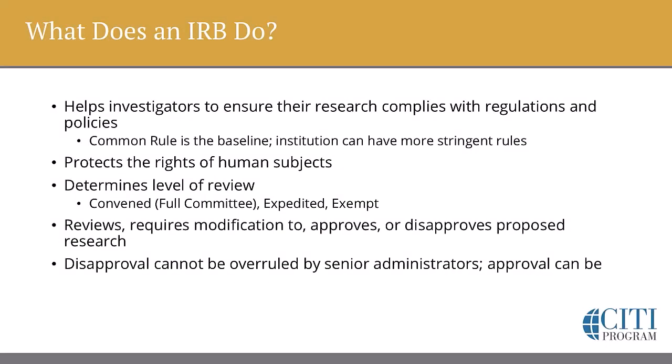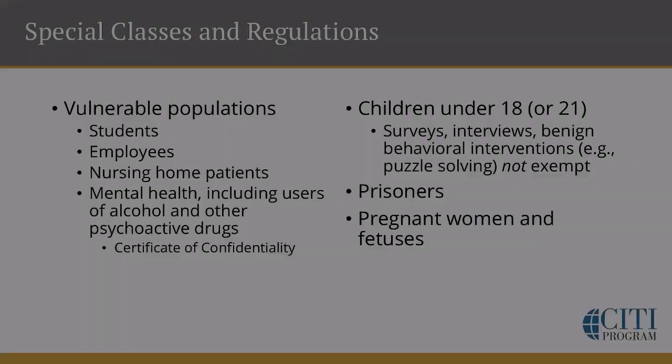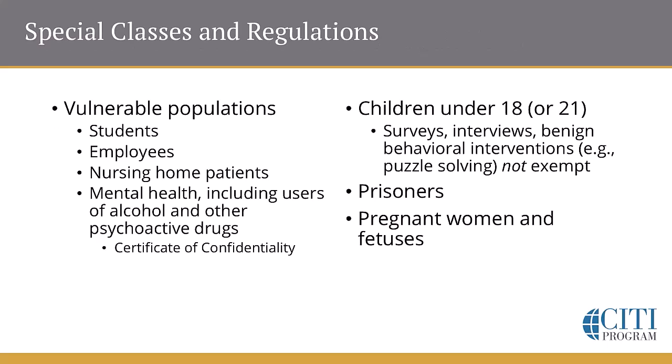What exactly does an IRB do? One of the first things that we do, and I'll say we because I've been involved with IRBs for many, many years, is help investigators to ensure that their research complies with regulations and policies. The Common Rule, which is the federal regulations, is the baseline, but the institution may have more stringent rules. The primary responsibility of the IRB is to protect the rights of the human subjects. There are special classes and regulations for these special classes.